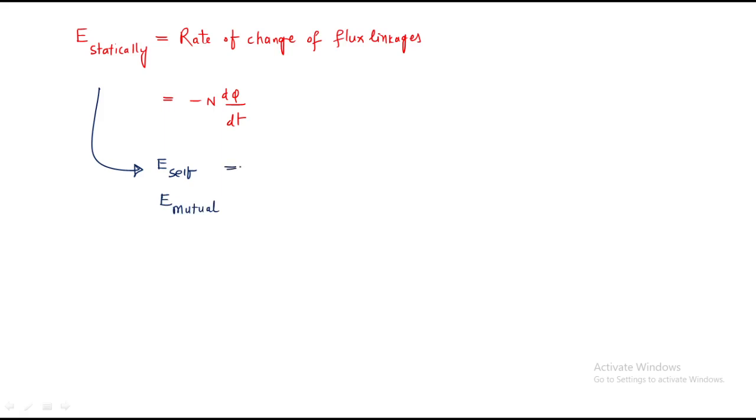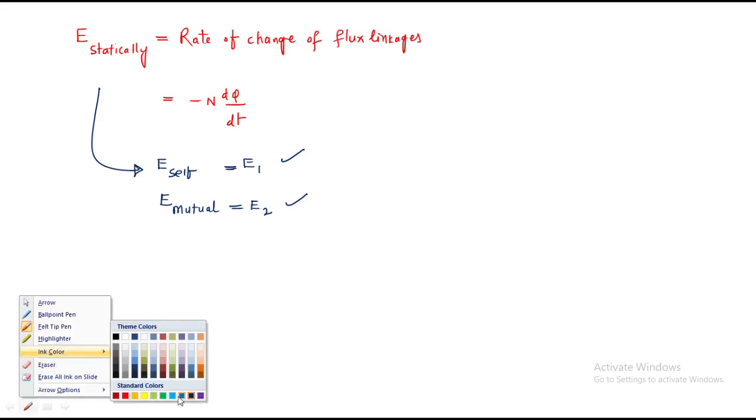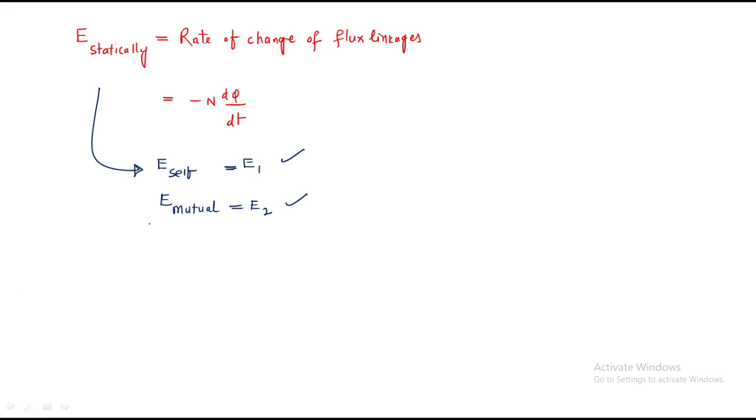So from now onwards, E self should be equal to E1, like that E mutual should be equal to E2. This is the simple notation for us. For that, E self should be notated as E1, like that E mutual should be equal to E2, right? So what is the flux? Phi, which is equal to phi m sin omega t.